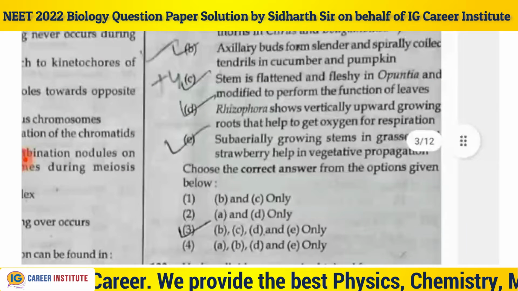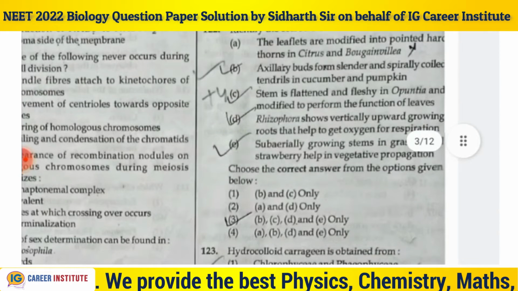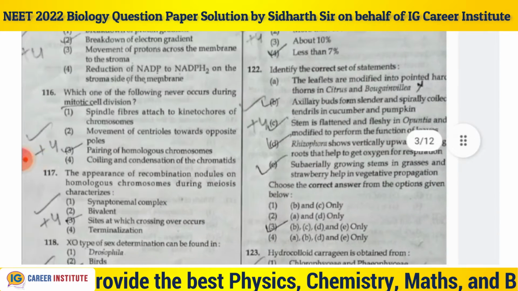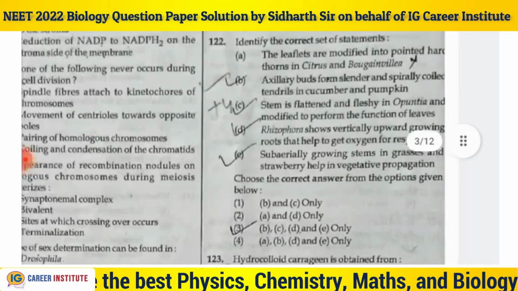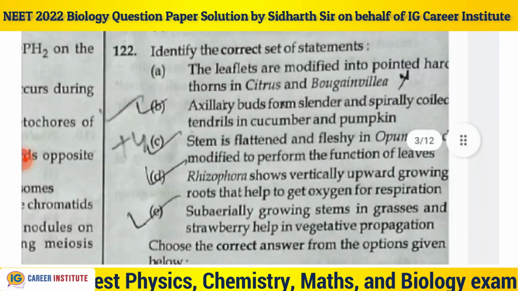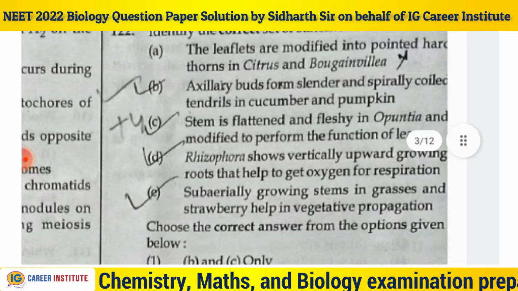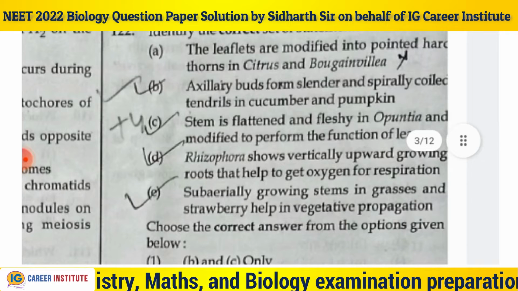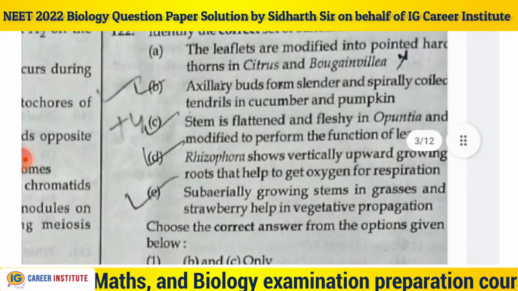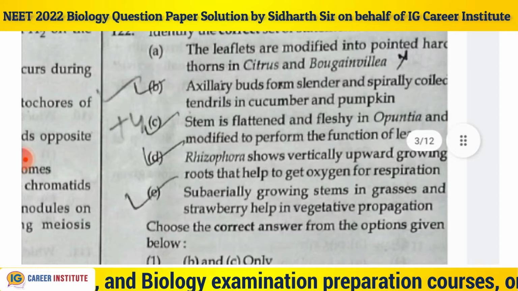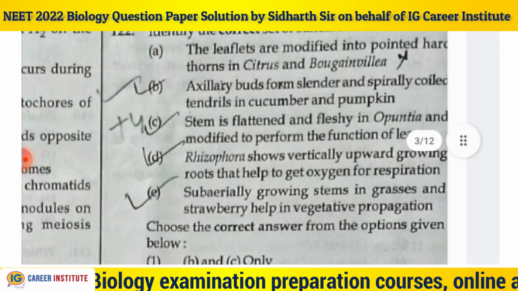Identify the correct set of statements. Another big question. In this type of question, these are actually easy, right from NCERT, but you have to keep your mind cool. So let's do the statements first. The leaflets are modified into pointed hard thorns in citrus and bougainvillea. This is not a correct statement, not an NCERT line.